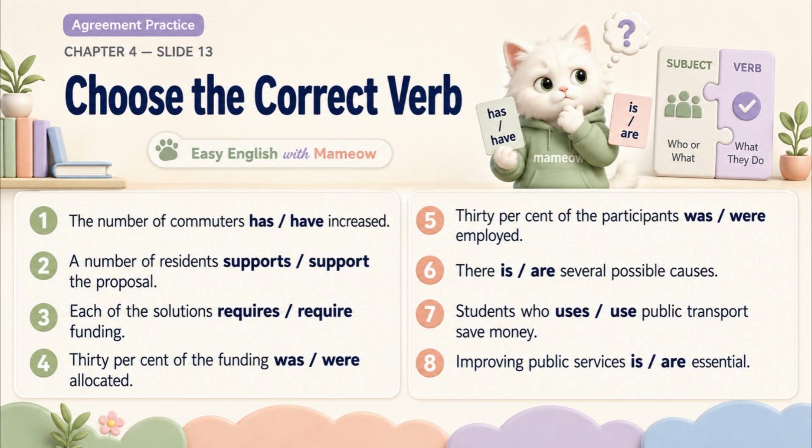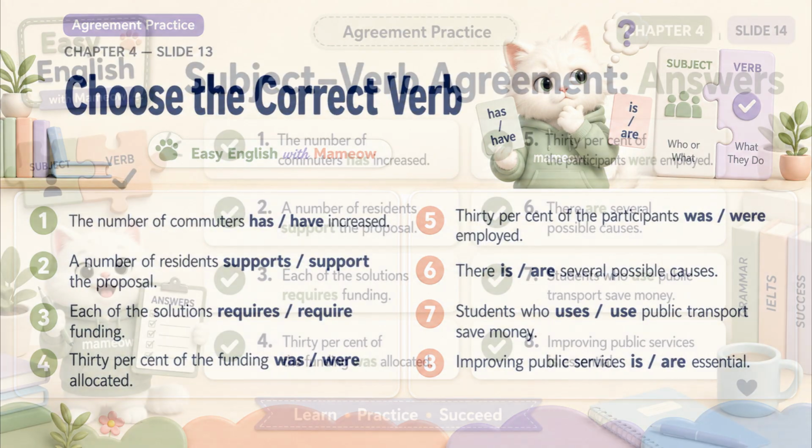Next, choose the correct verb in each sentence. Identify the real subject or the head noun. For percentages, check the noun after of. For relative clauses, identify the noun that the relative pronoun refers to.